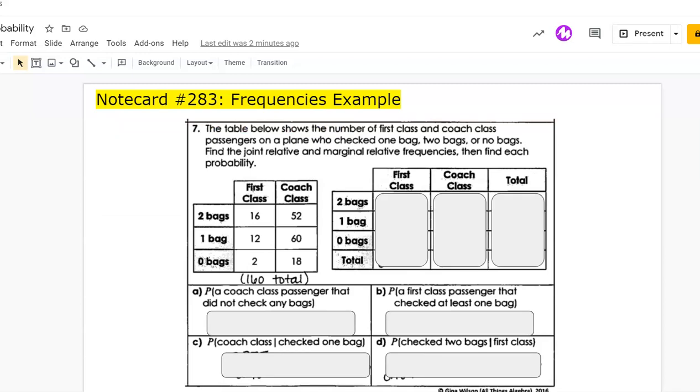And then the last note card is 283. What I want to do is a frequencies example. The table below shows the number of first class and coach class passengers on a plane who checked 1 bag, 2 bags, or no bags. Like when you check a bag, that's what goes under the plane when you fly. Find the joint relative and marginal relative frequencies, and then find each probability. Okay, so here's the data. There were 160 total passengers.